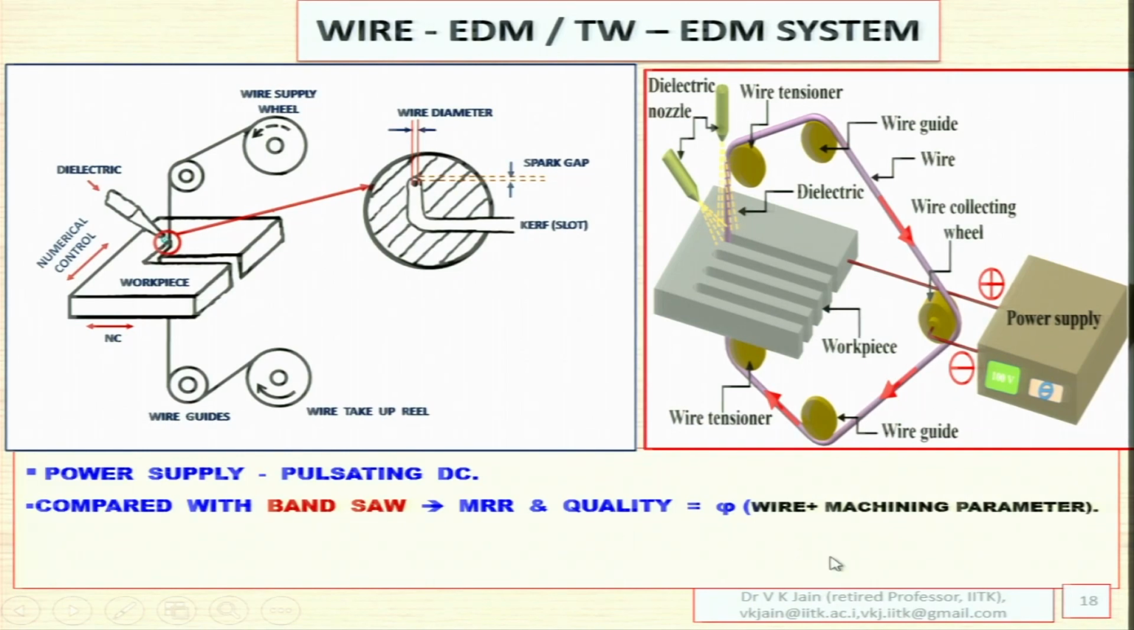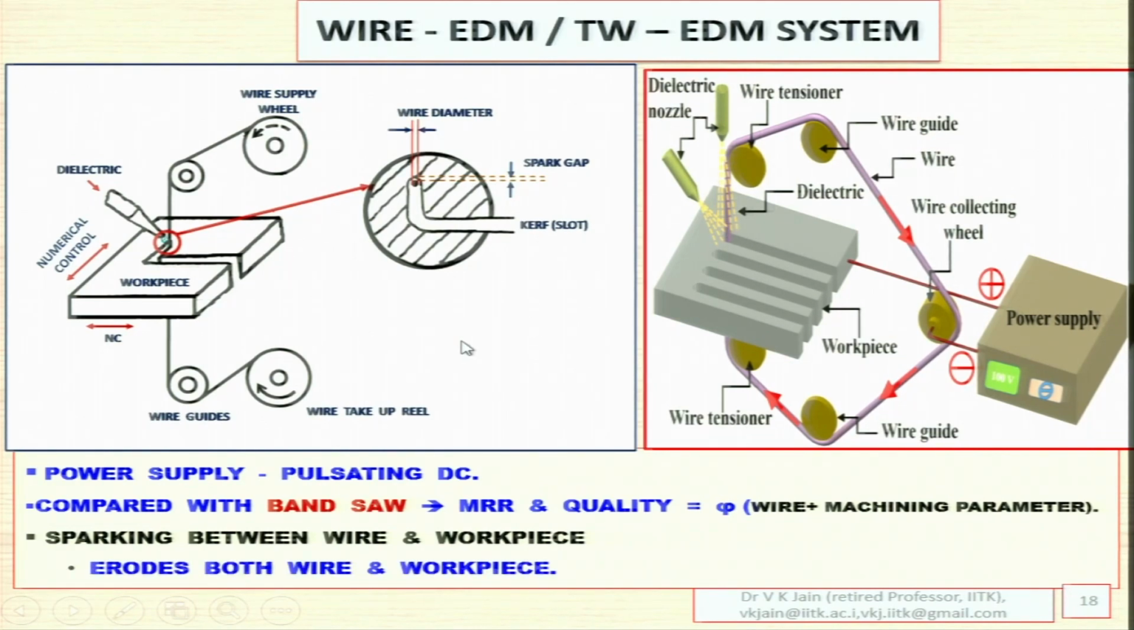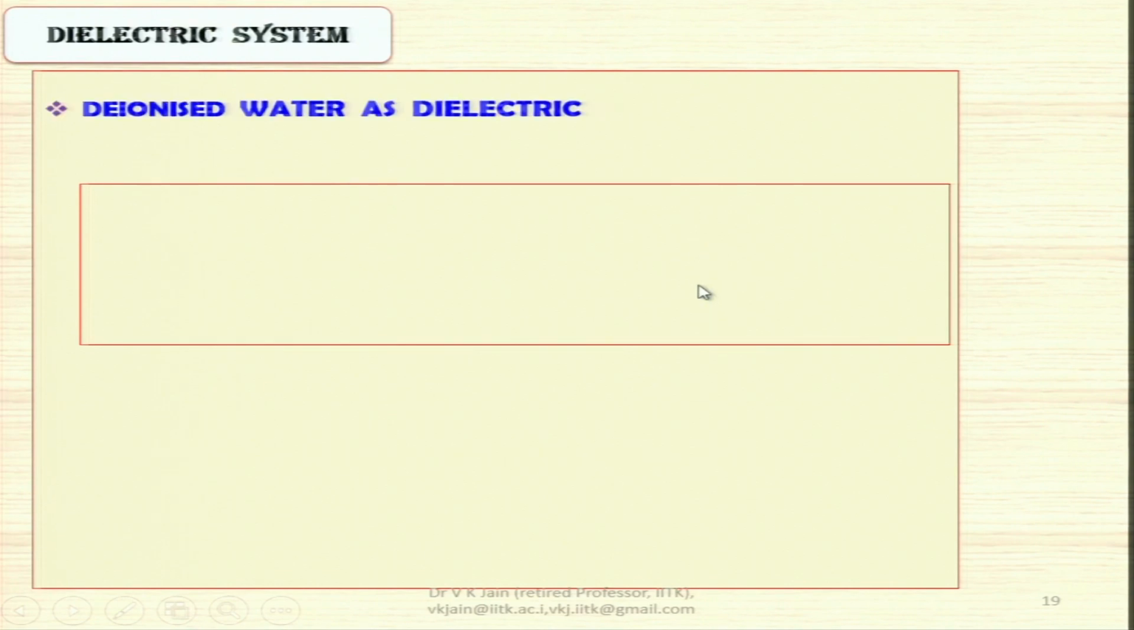Material removal rate and quality are a function of wire diameter and machining parameters. Sparking takes place between the wire and the workpiece. This is the wire and this is the workpiece. Sparking takes place between the two because dielectric is being supplied, and the wire acts as the cathode, the workpiece acts as the anode. It erodes both wire as well as workpiece. Now it is to be noted that as sparking is taking place, a small part of material is removed from the wire and a comparatively larger part of material is removed from the workpiece. So both are eroding at the same time.